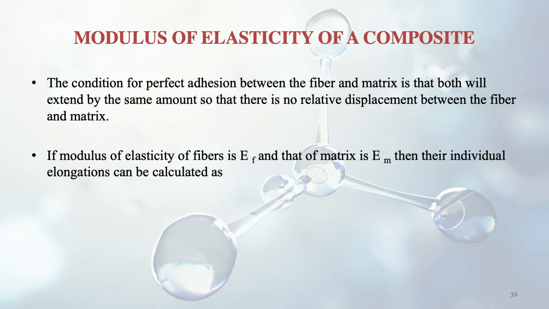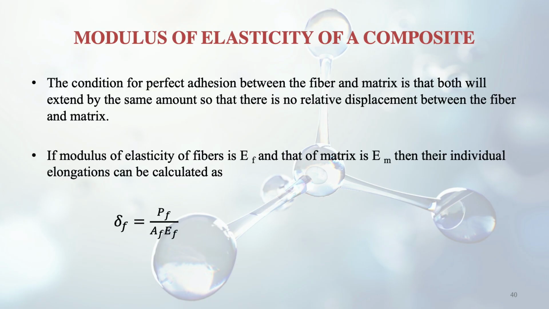So we are again assuming that the extension of the fiber and the matrix will be the same, so that there is no relative displacement between them. This is a condition of iso-strain, meaning the strain for both will be the same. Say the modulus of elasticity of the fiber is EF, with F in subscript, and that of the matrix is EM, with M in subscript. Then their individual elongations can be calculated as given here.